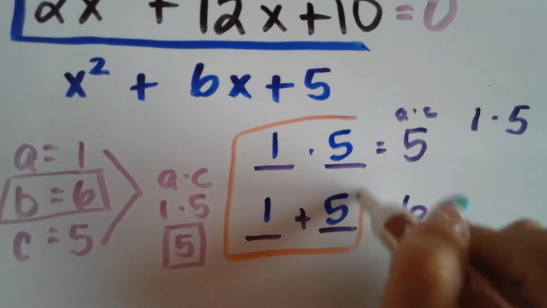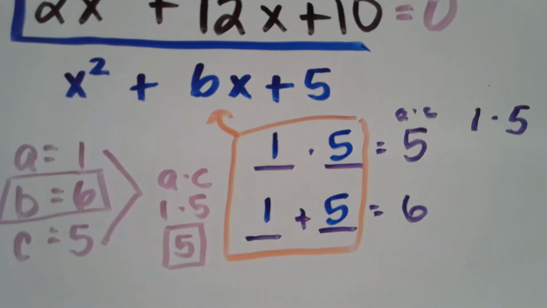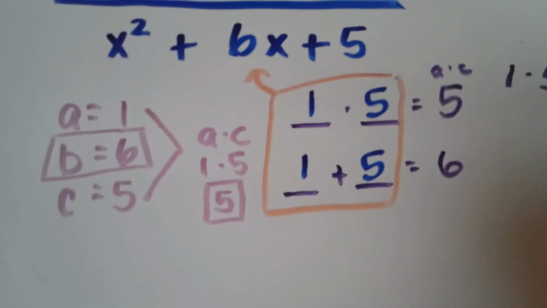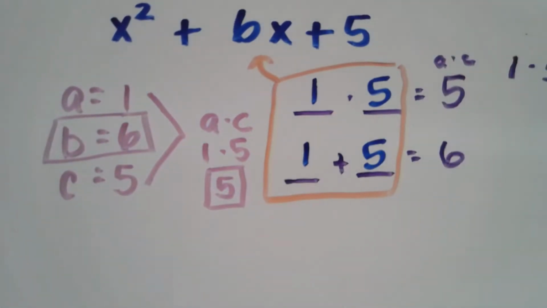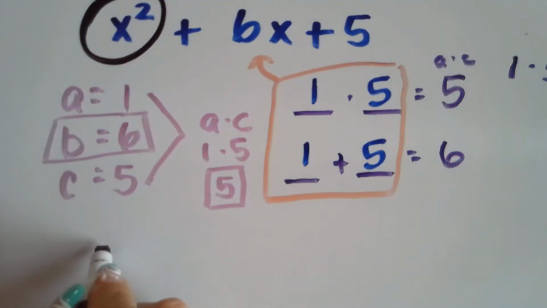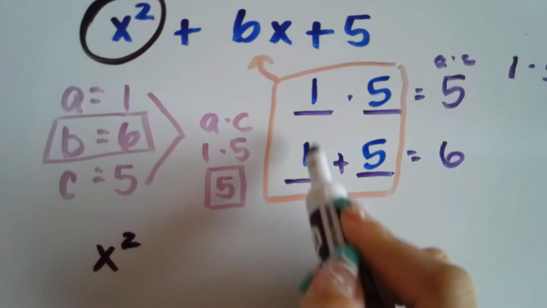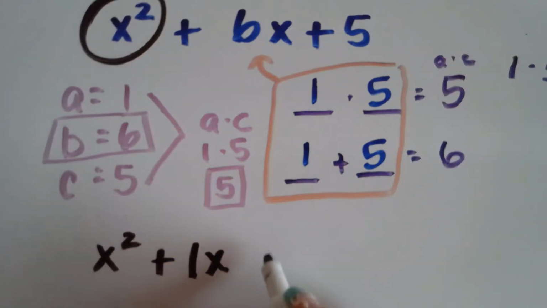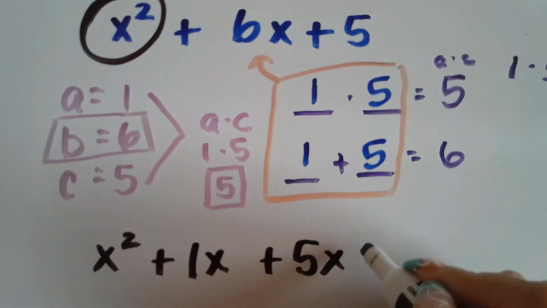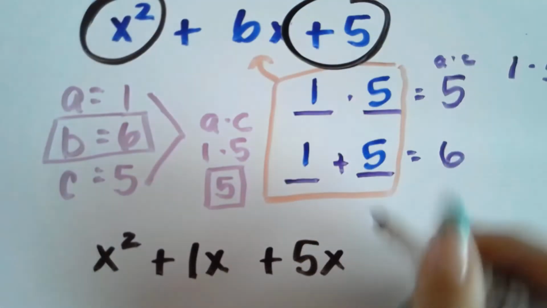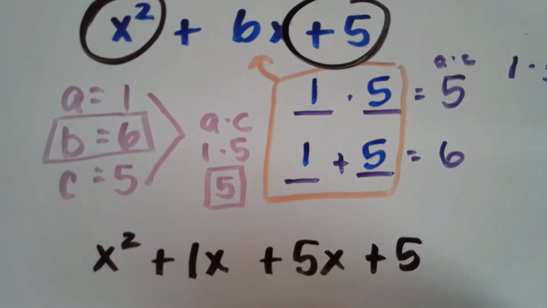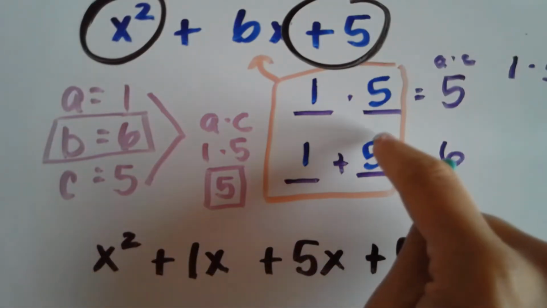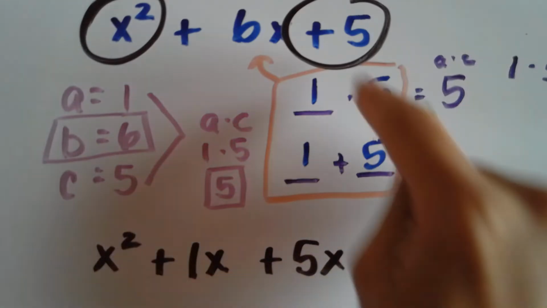And we know that this right here replaces our B, because we need not 3, but 4 terms to do factor by grouping. So let's move this down a little bit. Remember, we are keeping our A, so we're going to say x squared, plus 1x, plus 5x, and then we're going to keep our C, plus 5.